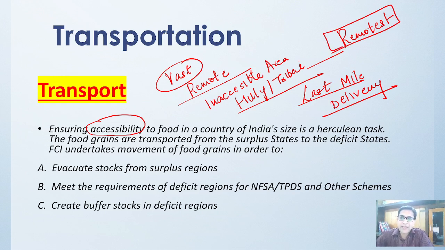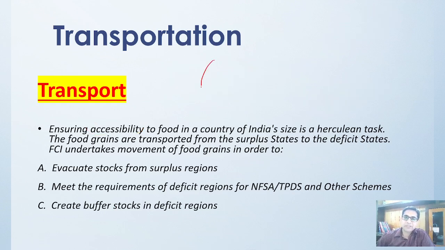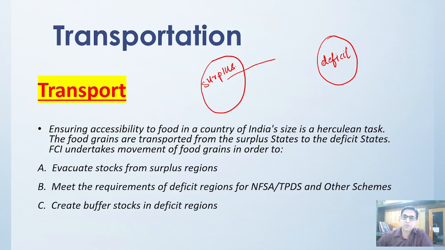We know that at some places in our country we have ample, surplus food grain, and at some places we have deficient food grain. So if this place has surplus food grain and this place has a deficit, we need to transport food grains from the surplus area to the deficit area, and for that we need transportation. So the main purpose of this transportation is, first, to evacuate the stock from the surplus region.